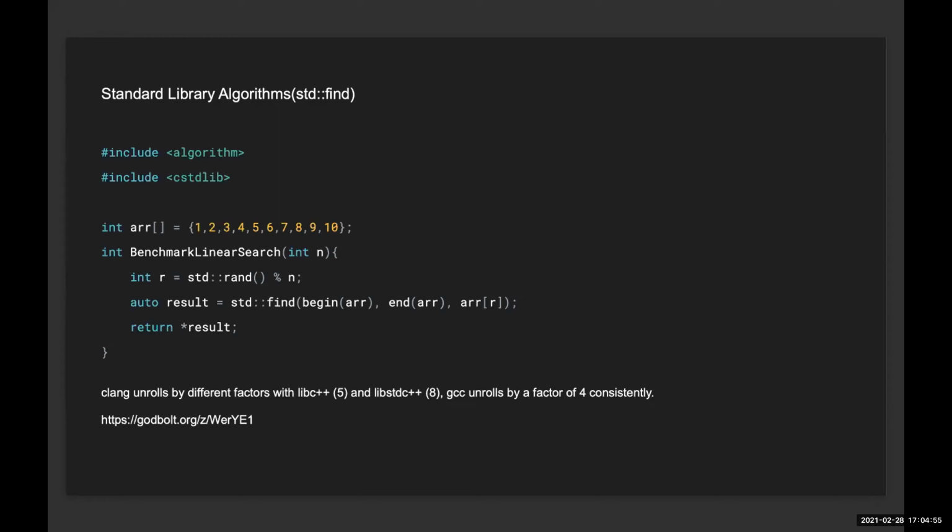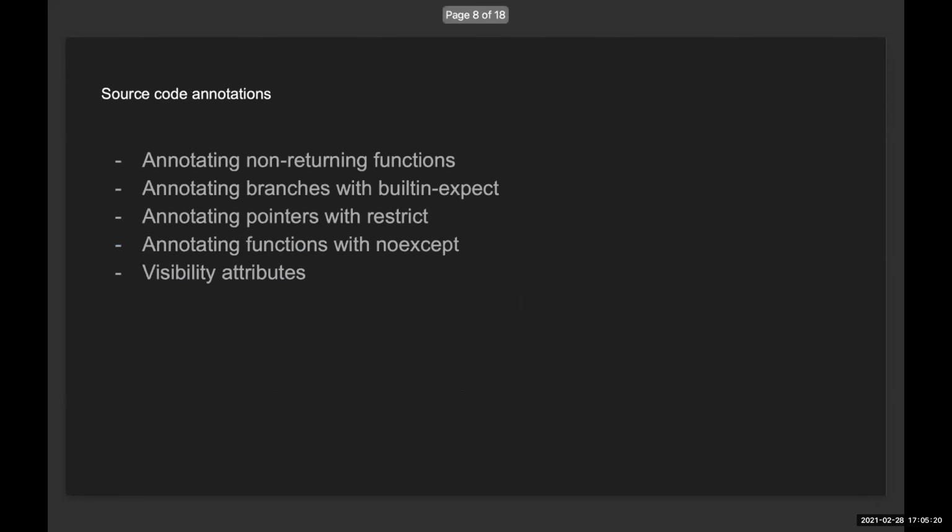When you have the same C++ program, if you use Clang with libstdc++, if you use Clang with libc++, or if you use GCC with libstdc++, you might get totally different performance just because the unroll factors of those compilers are different. And here's the Godbolt link if you want to try. You can see all this, what I have shared. All right, so moving to the third category, source code annotations.